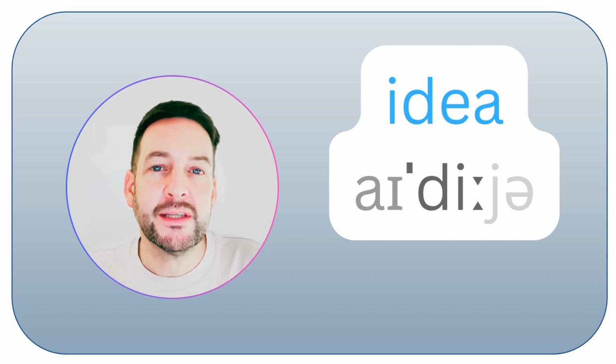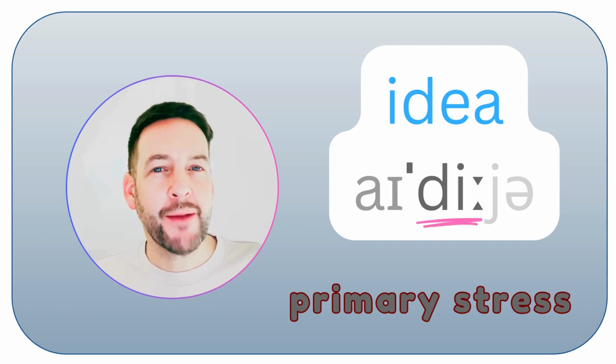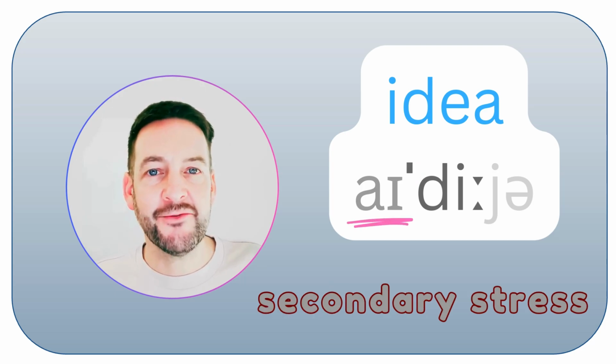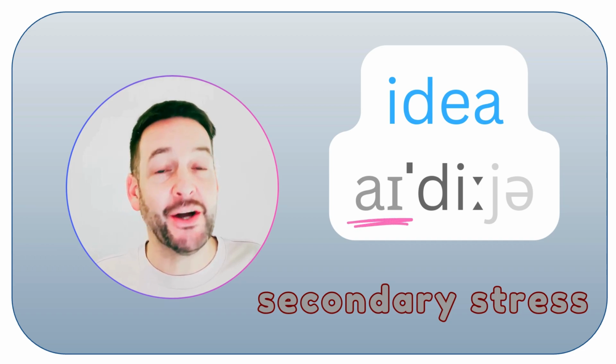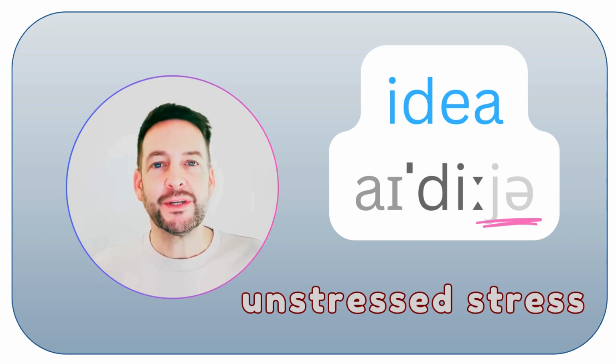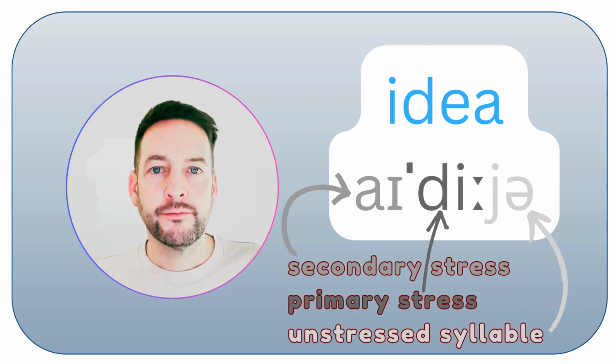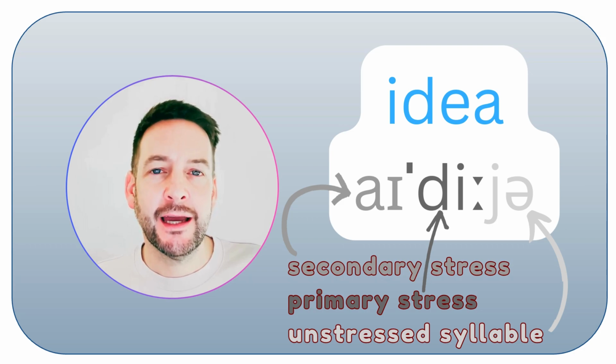"Idea." Now, when we get into words with 3, 4, or even more syllables, things get a little more complex because there can be more than one stressed syllable. However, every word has one syllable that is stressed the most. That's called the primary stress, always marked with a stress mark. We can also have what's called a secondary stress. That's not as strong as the primary stress, but it is still a stressed syllable. And then, of course, we have our unstressed syllable, very often pronounced with a schwa. And that's why the natural pronunciation of this word is "idea."